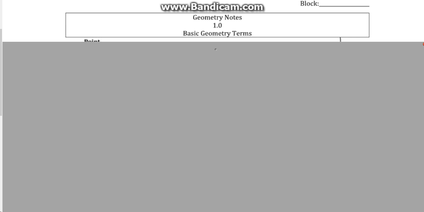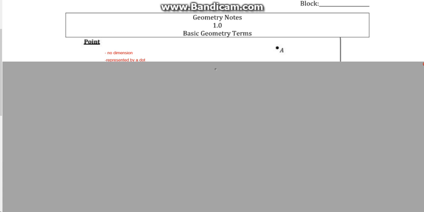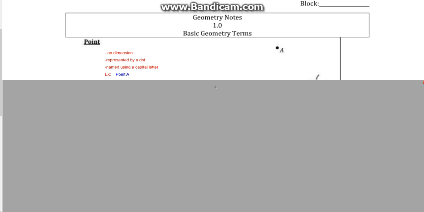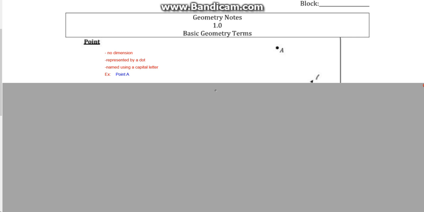Okay, so going over the terms, point is no dimension, represented by a dot. It's named using a capital letter. Very important, okay? Example, point A. So as we can see, those two are the same thing. One is how you write it, the other one is the symbolic representation.